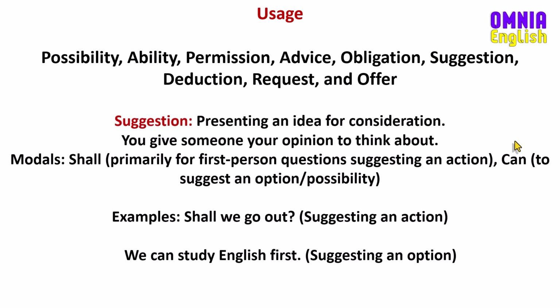Number 6, suggestion. What's the meaning of suggestion? Presenting an idea for consideration. You give someone your opinion to think about. In this context, we use shall and can. Shall is primarily for first person questions, suggesting an action. But can is to suggest an opinion or possibility. For example, shall we go out? Suggesting an action. The second one, we can study English first. You can accept or not.